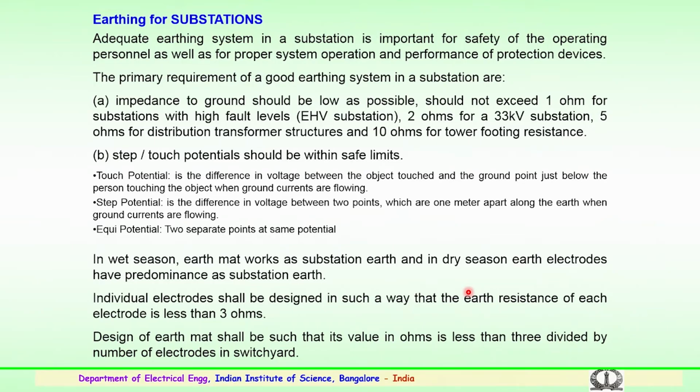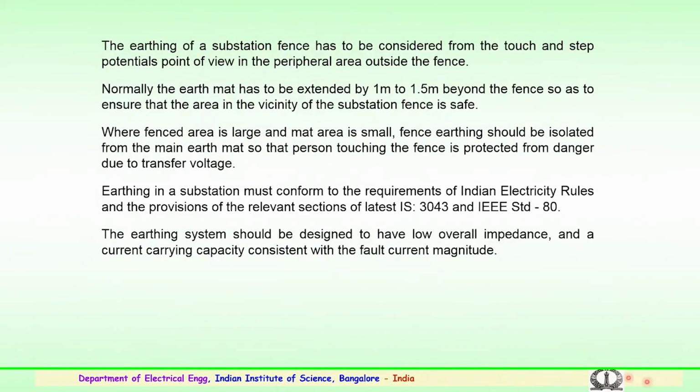So, the design of the earth mat should be planned in such a way that the value in ohms is less than the value divided by the number of electrodes that could be employed in the switchyard. So, earthing or the grounding in a substation is a very important arrangement which has to be made for all the equipments and the personnel who are working, for the safety concerns.